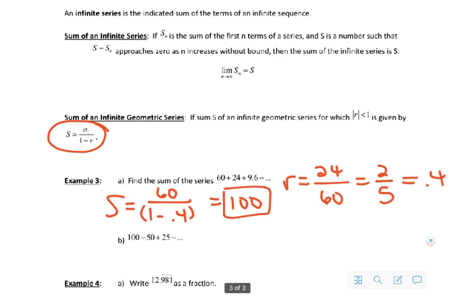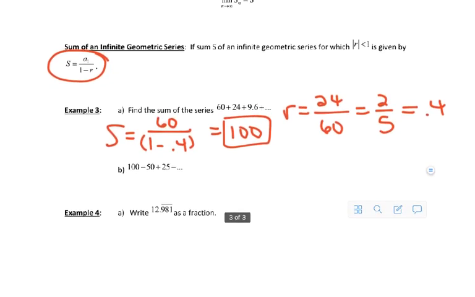Let's do this again in B. First of all, is it infinite? Well, the ellipses, the 3 dots at the end, tell me it is. Is it geometric? Well, the common ratio would be the second term divided by the first term, which is negative 1/2 or negative 0.5. Is 25 divided by negative 50 also negative 0.5?